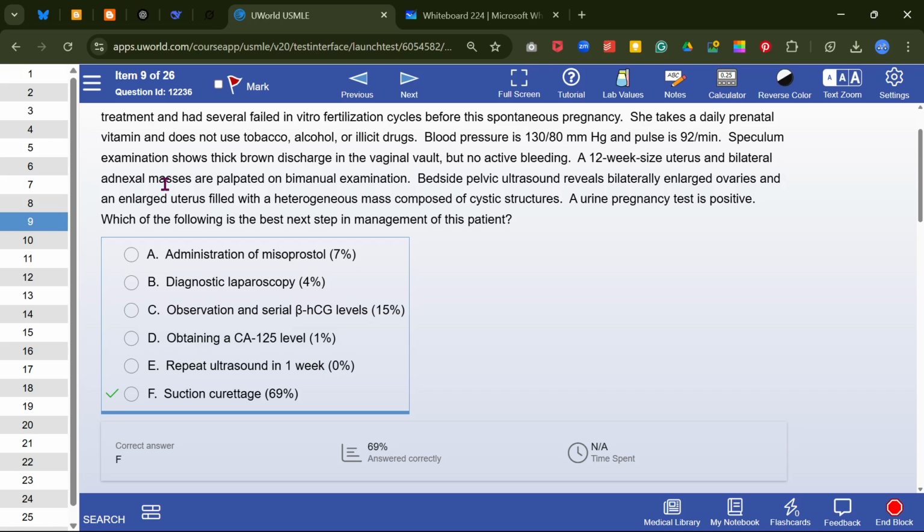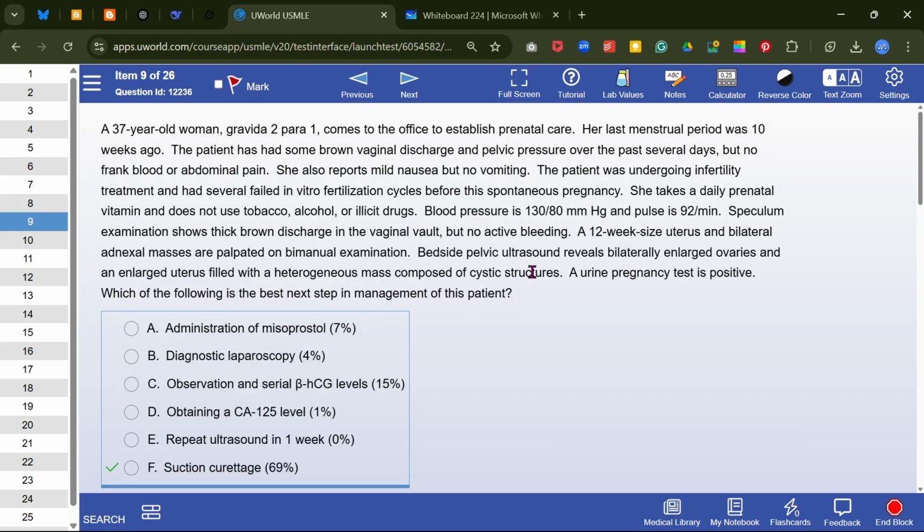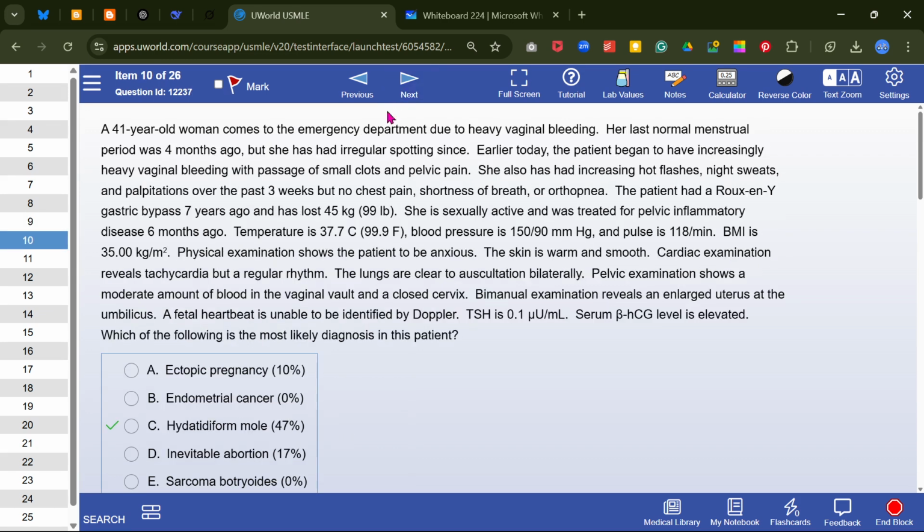So if there is a uterus filled with a heterogeneous mass composed of cystic structures, urine beta-hCG is positive, and there is pelvic pressure, think about Hydatidiform mole. So suction curettage should be done. If we look at this question, there is heavy vaginal bleeding, her last menstrual period was 4 months ago, there is irregular spotting. Earlier today, this patient had increasingly heavy bleeding with passage of clots.